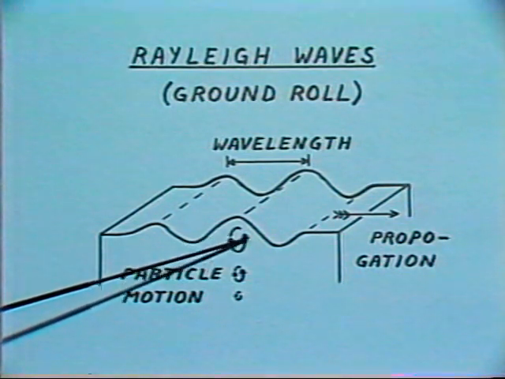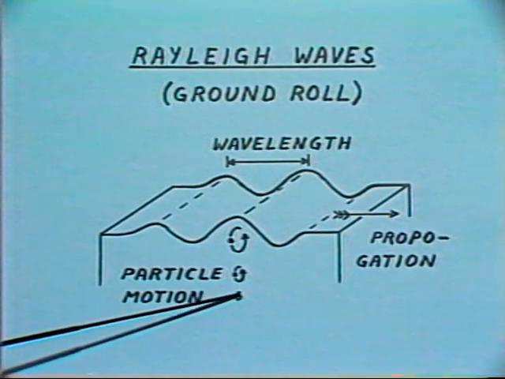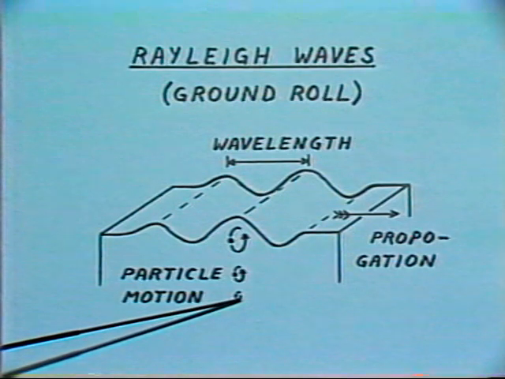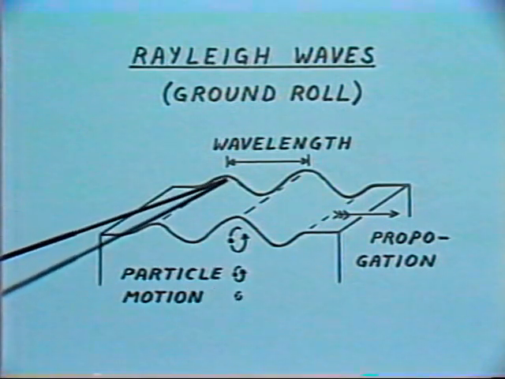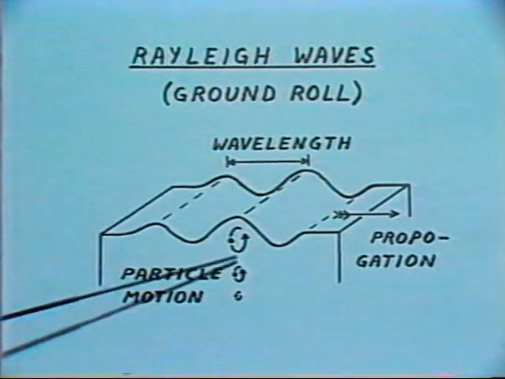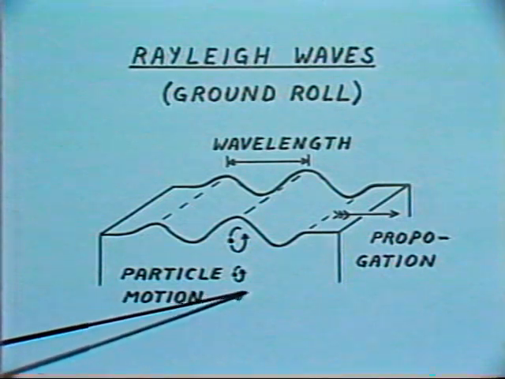The amplitude of this elliptical motion decreases fairly rapidly below the surface, and in fact by the time you get to a depth which is equal to one wavelength, that is the distance between the crests of two of the ripples, the motion of the water or earth particles would almost have ceased.